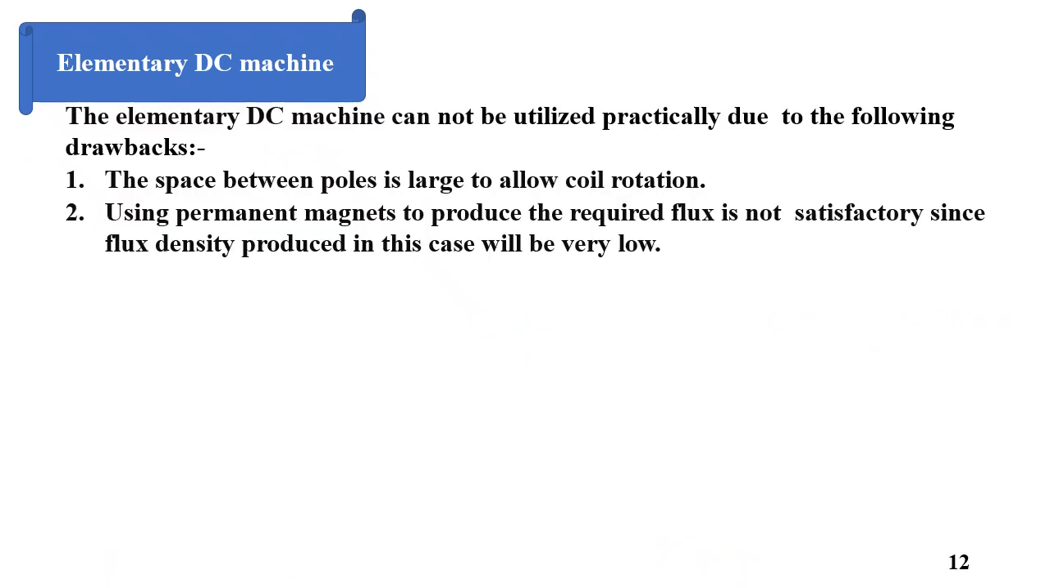What are the main drawbacks of the elementary DC machine? The first one is the space between the poles is large to allow the coil to complete the rotation. Also, using permanent magnets to produce the required flux is not satisfactory, since the flux density produced in this case will be very low.